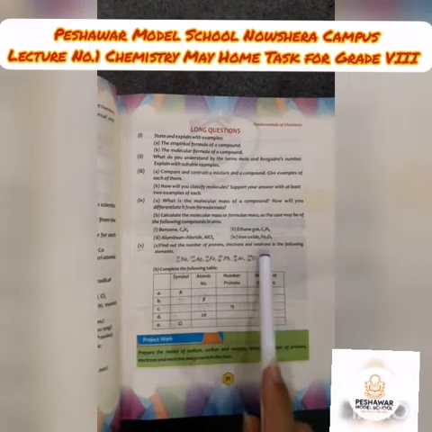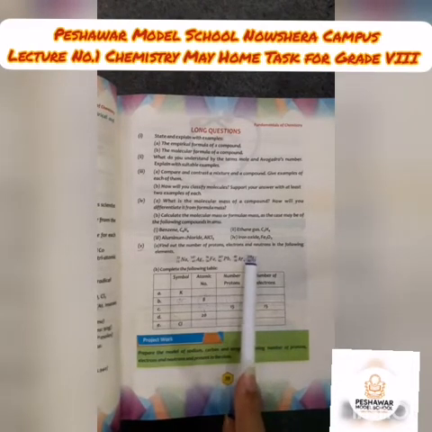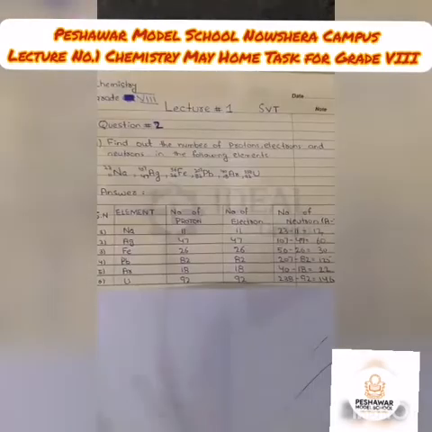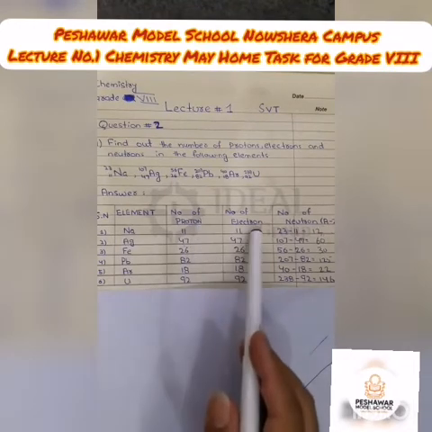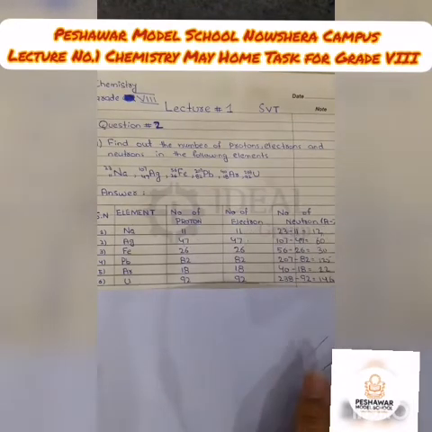There is no uranium in your SVT, so no need to find out the number of proton, electron and neutron in uranium. Simply draw a table like this. Give headings of element, number of proton, number of electron and number of neutron in the table.